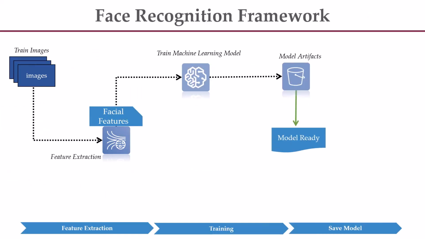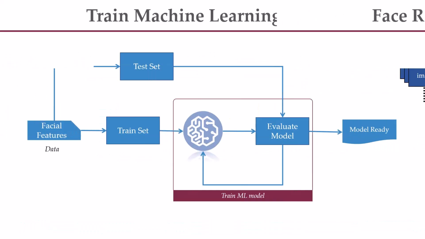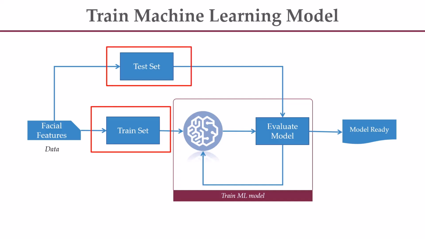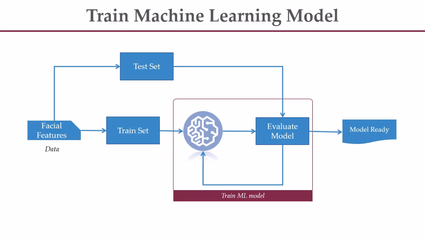Then we will move into module 2. In this module, we will train the machine learning model for the features that we embedded. Let us investigate that in more detail. With the features or the data that we have extracted from the faces, we need to split the data into two parts, train and test sets. We will train the machine learning model with the train set and evaluate the model with the test set. This process is repeated until we get the best hyperparameters of the model. With that, our model will be ready.